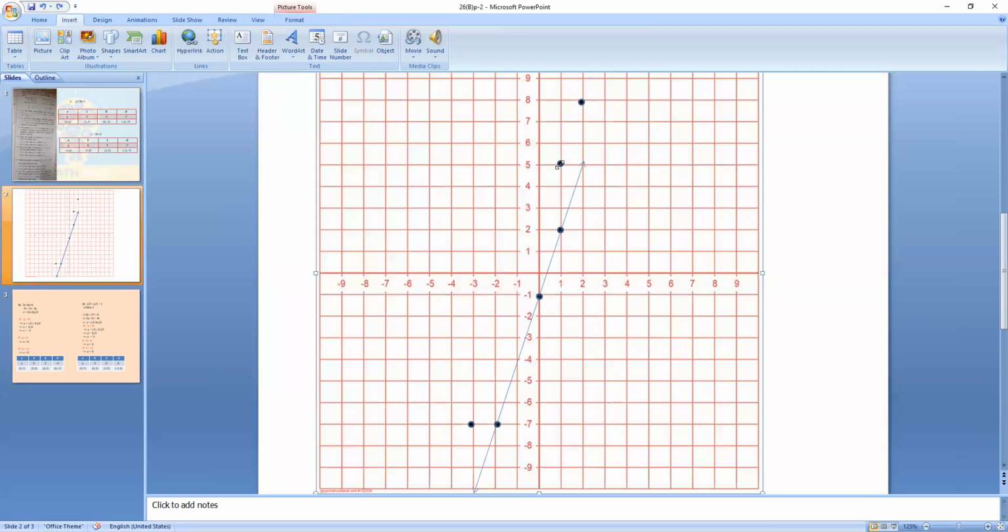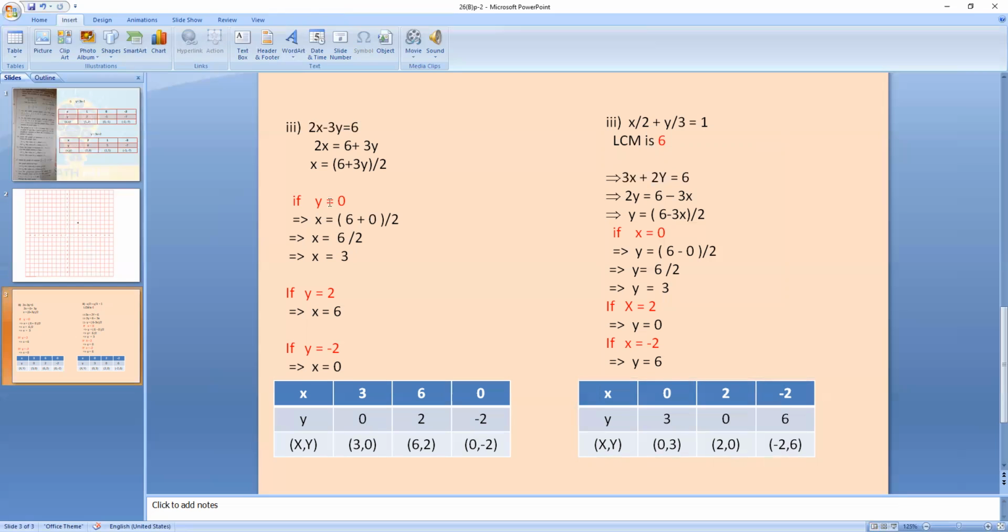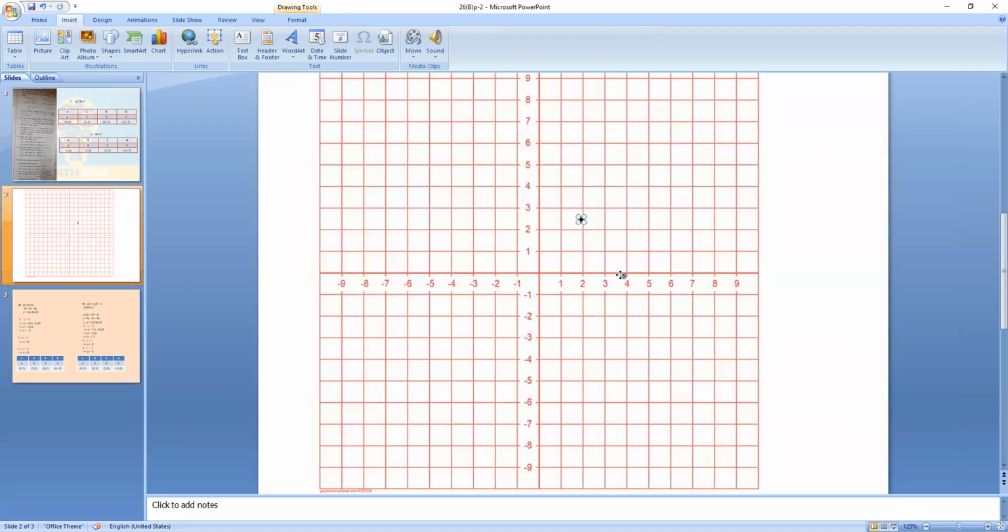Before plotting, let me remove the old points and old lines. So here, first I'm plotting this line first. Okay, first complete one line and then go for the second line. So 3 comma 0. Here y is 0. So where will we get it? We'll get it on the x-axis, right? So 3 comma 0, this is a point.